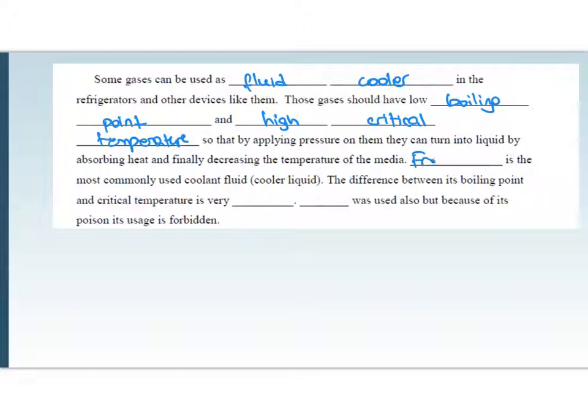Freon 12 was the most commonly used coolant fluid. The difference between its boiling point and critical temperature is very high. And once upon a time, ammonia was used, but it is forbidden because of its poisonous chemical effects.